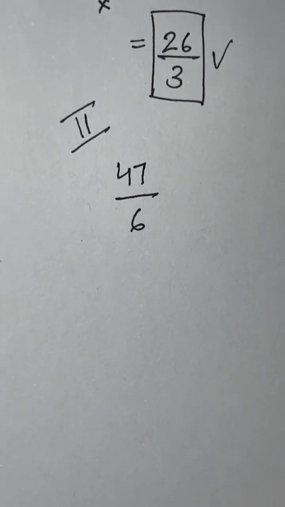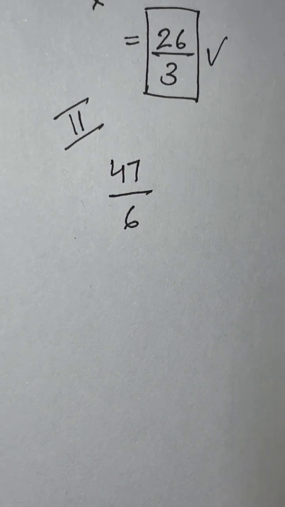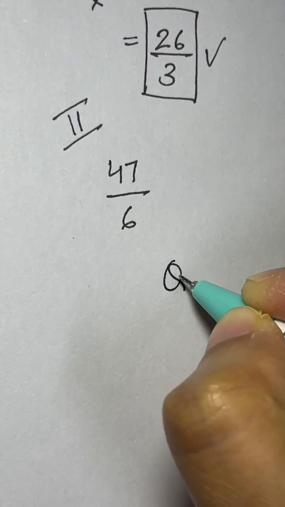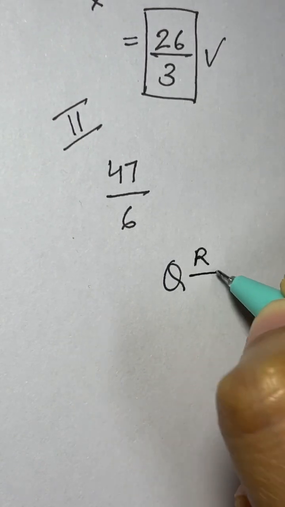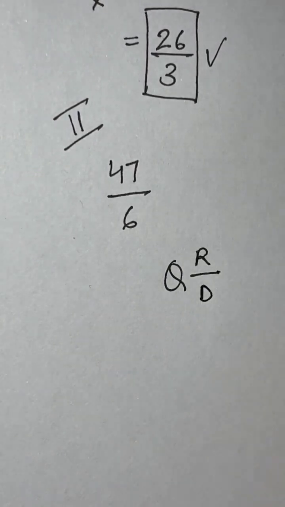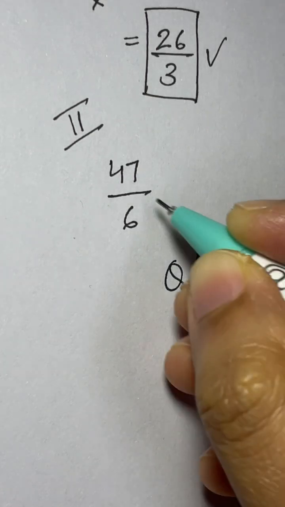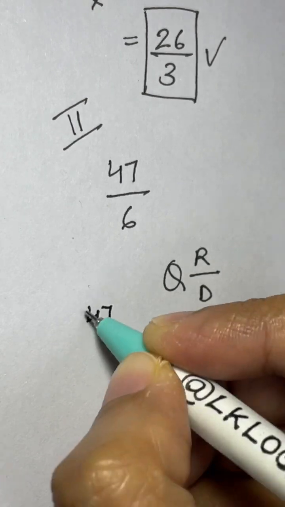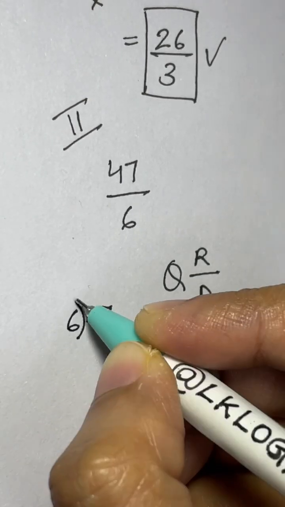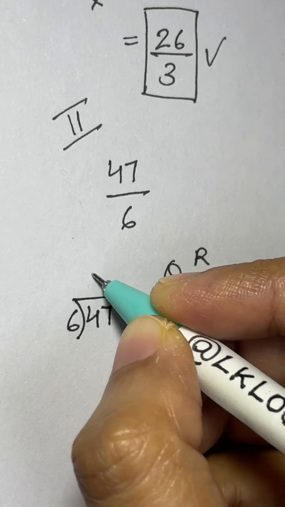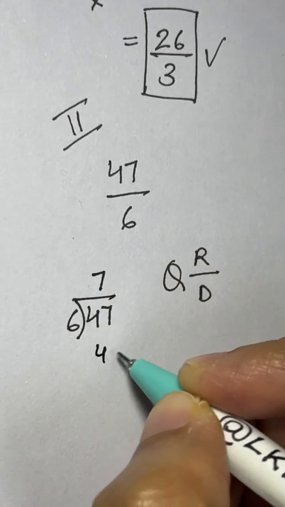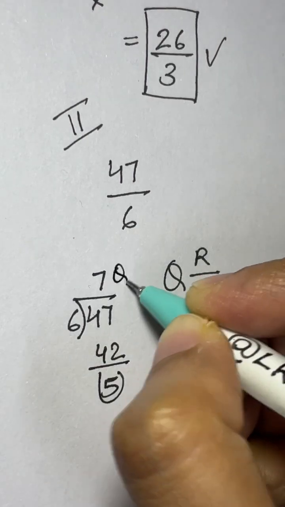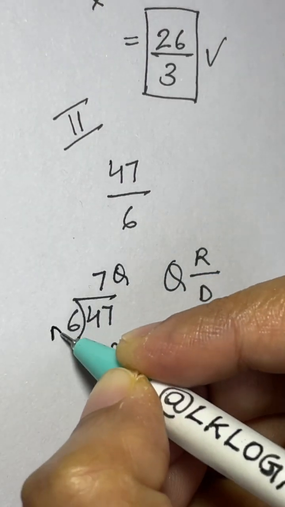Alright, so what do we do? You just have to remember the QRD rule. What is Q? It is the quotient, R is the remainder, and D is the divisor, or your denominator. So here, you just have to divide 47 by 6. It goes 7 times. 6 times 7 is 42, and you have a remainder of 5. This is your quotient, this is your remainder, and this is your divisor.